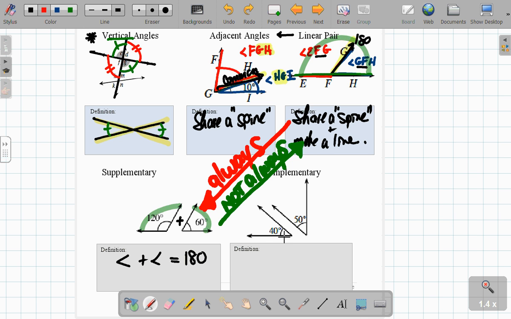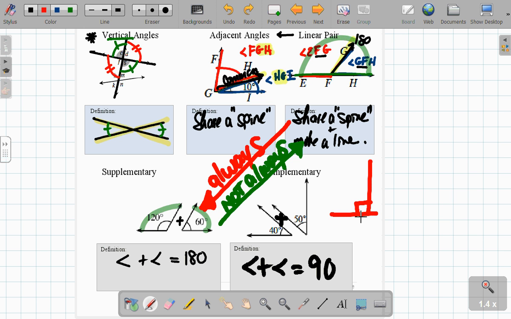So go down here. Complementary are two angles that add to 90. Not to be confused with a singular right angle. Between two angles, the complementary by definition is two. Make sense? Yeah. They could be adjacent, but they don't have to be. Then it's not complementary.